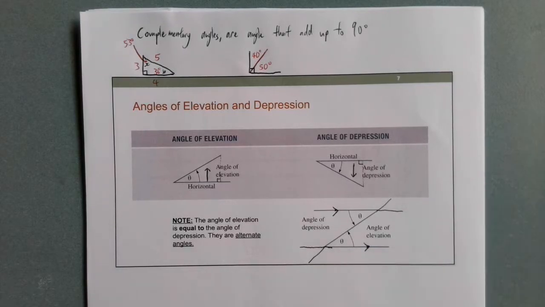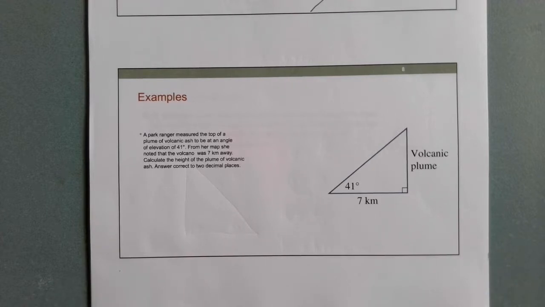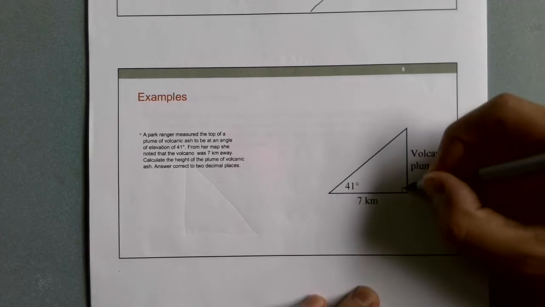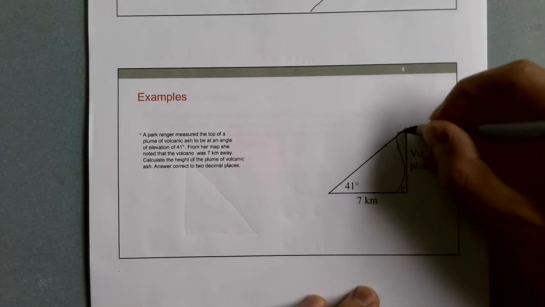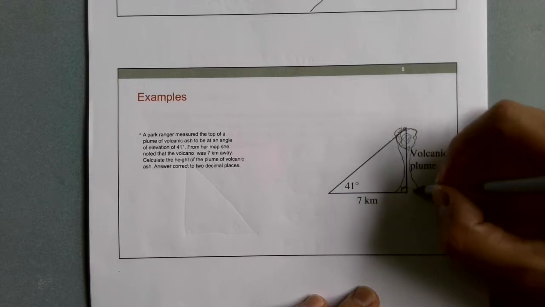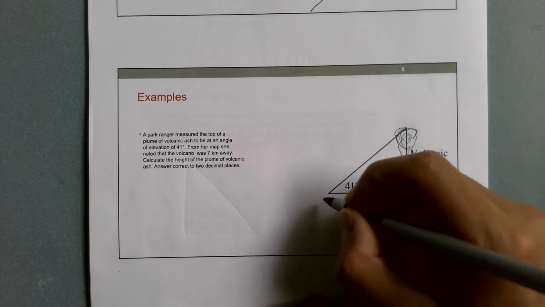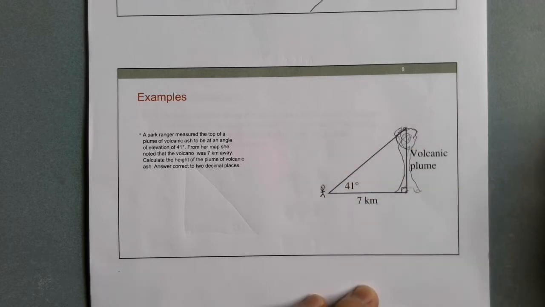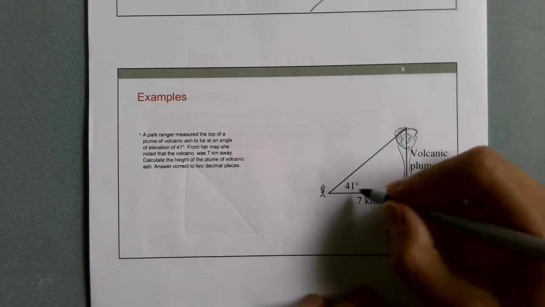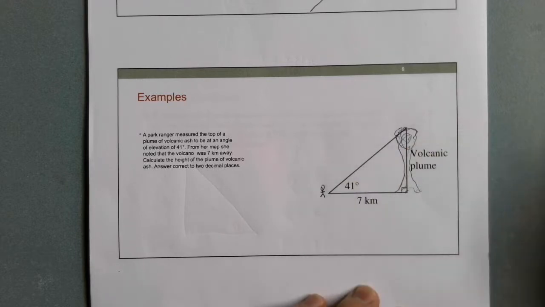Okay, now we're going to start our first question, which talks about a park ranger measuring the top of a plume of volcanic ash. Alright, so if you want to, you can draw this little bit here just to make it more like what it's describing. So the park ranger is on this side here, and we know that they're 7 kilometers away from the volcano, and there's an angle of elevation of 41 degrees.